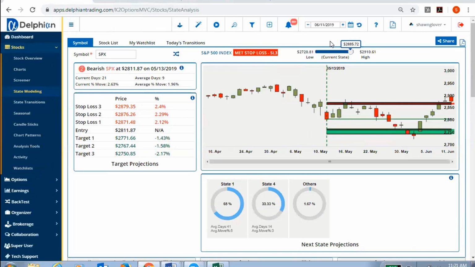So on state modeling, can you add seasonality, kind of like buy in November and sell in May or whatever? We have a seasonality screener, where you can add in state modeling, but it's not factored into the algorithm.